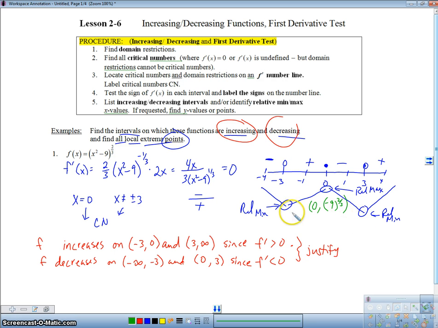And then we have our relative mins here, and we're going to plug in 3 in there. And that's going to give us, let's see, 3 squared minus 3 squared is 0. So this is going to give us negative 3 comma 0 and 3 comma 0. All right, so it gives us our points where we have our local extrema, maxes and mins. Let's do another one.